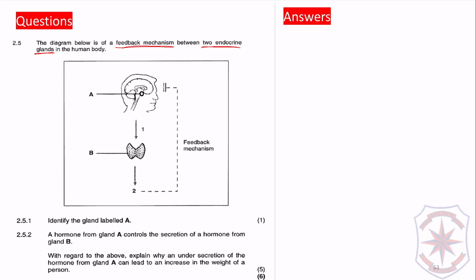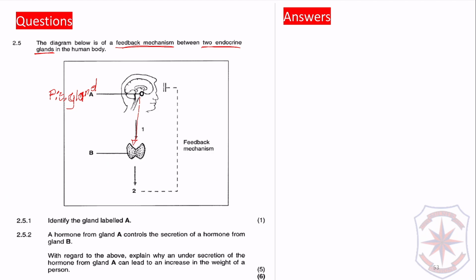Okay, so gland A is at the base of the brain, and that is the pituitary gland. And then the pituitary gland, as we can see, secretes a hormone that travels to gland B.